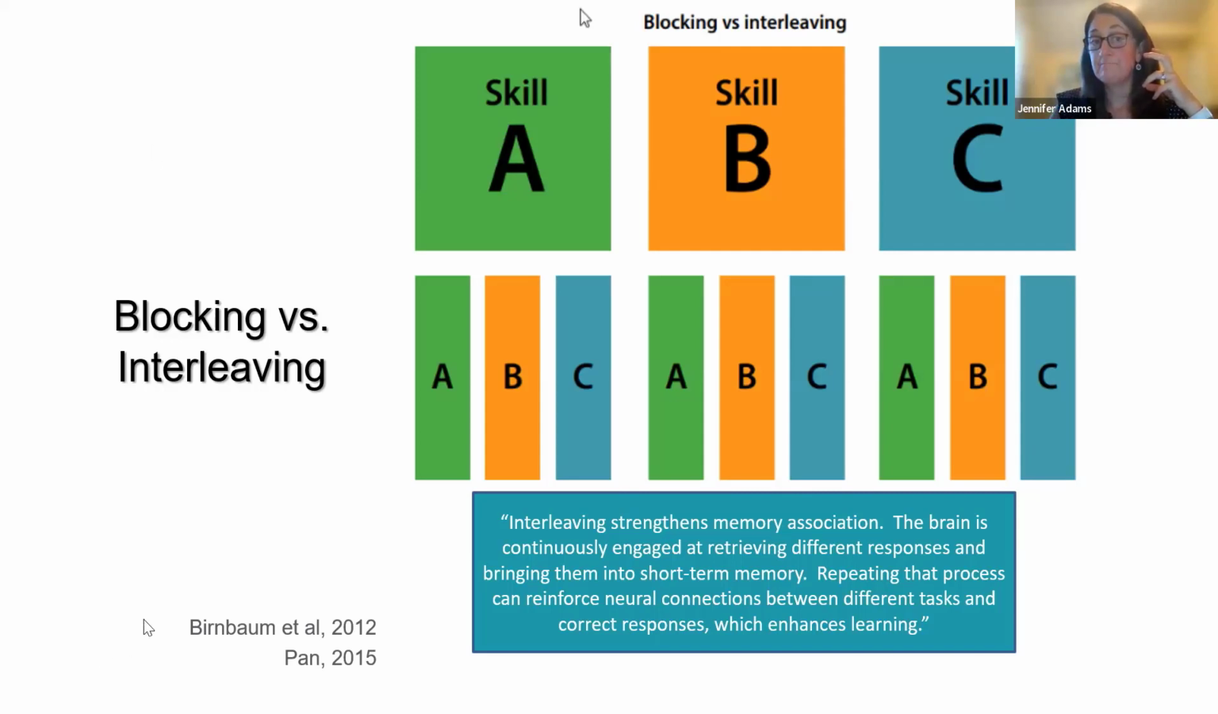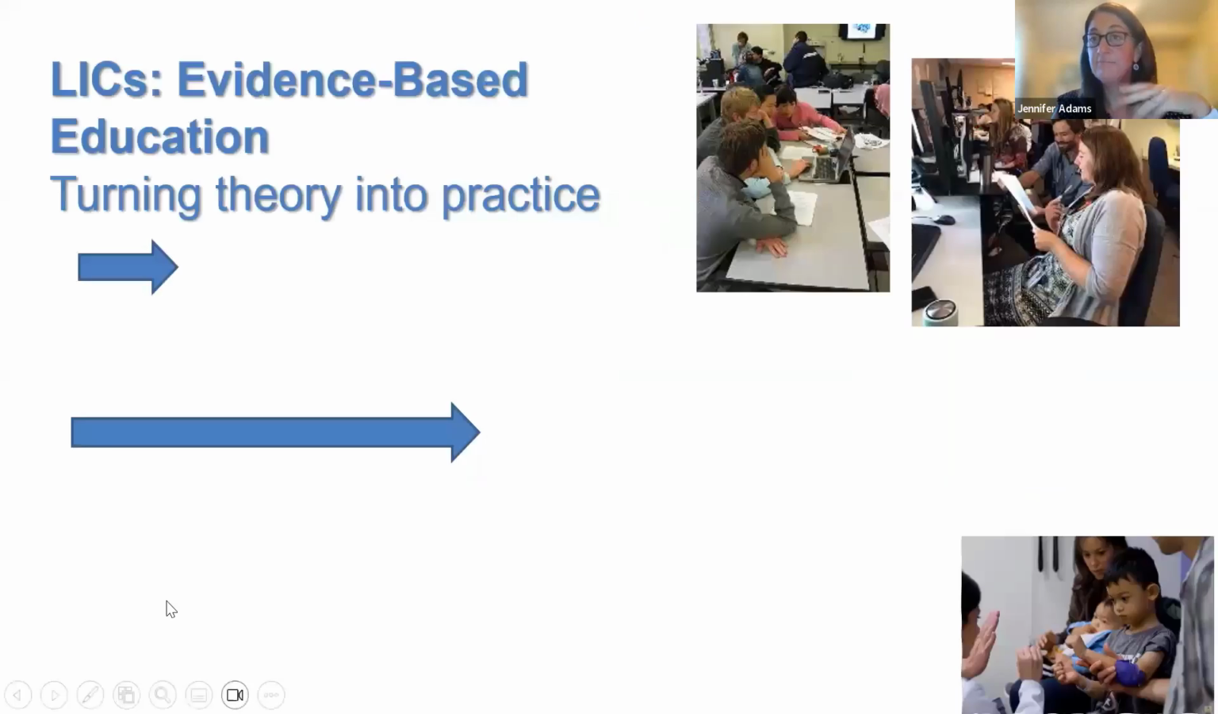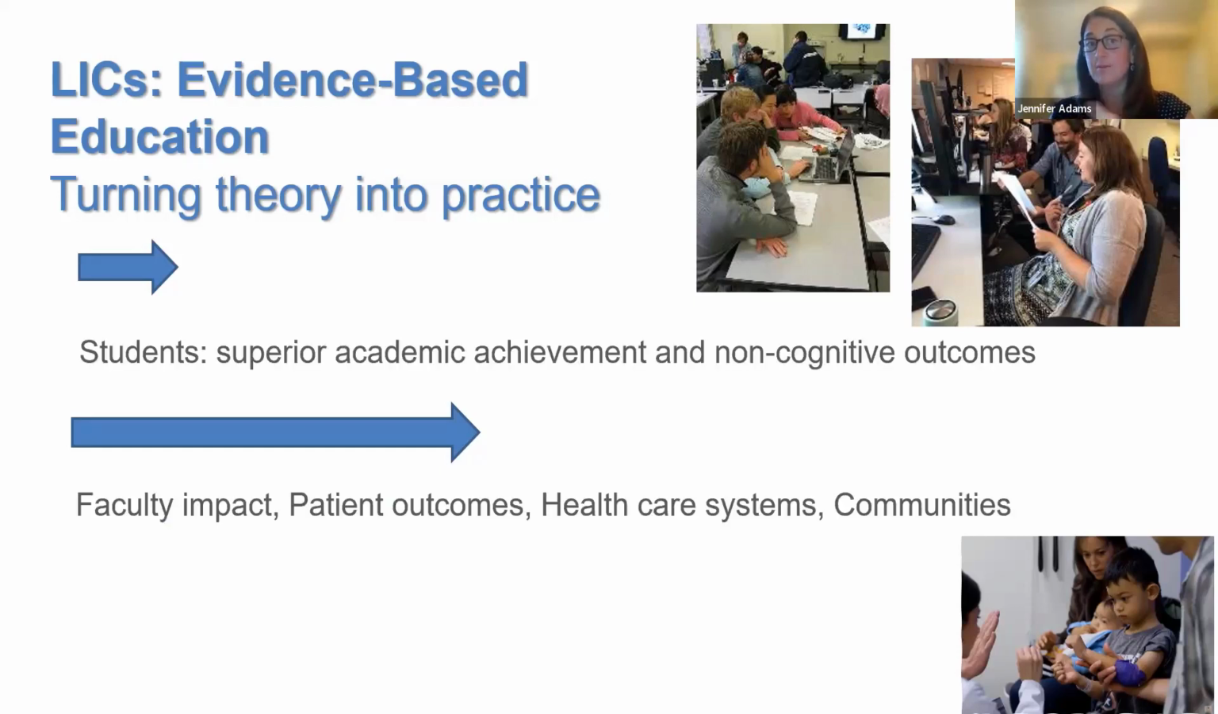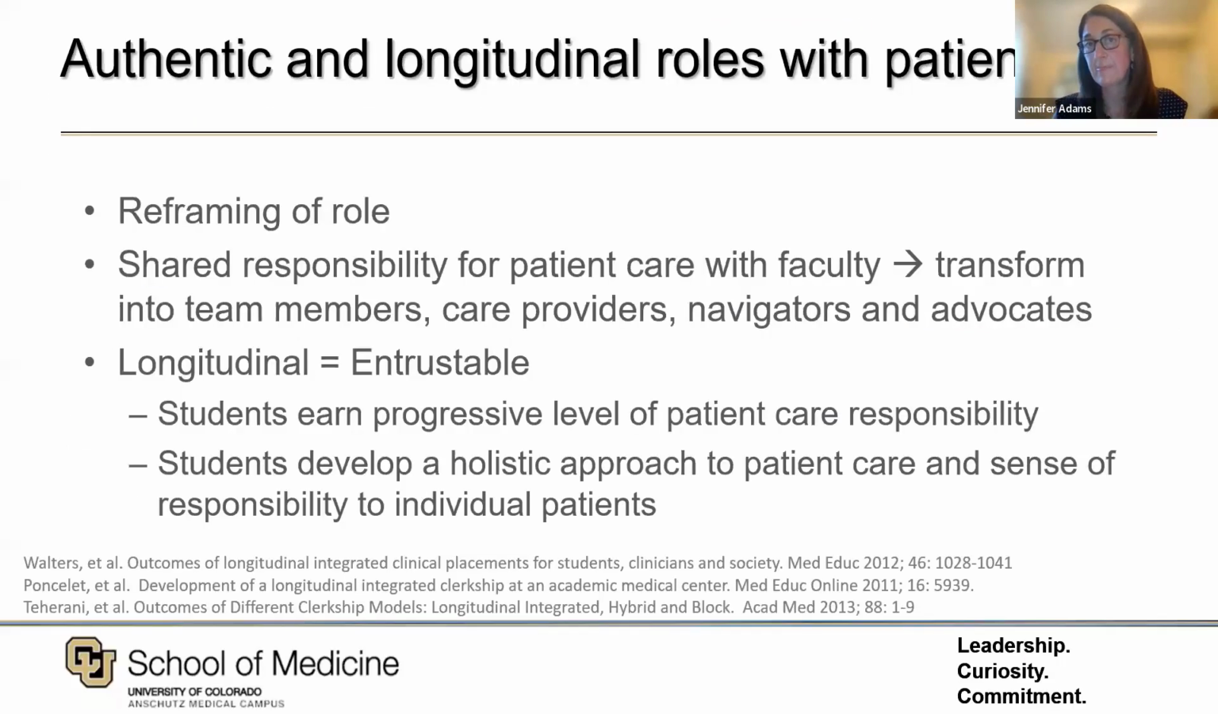So from here, let me explain how this has played out into actual practice. Enough about the theory and how this plays out in some psychology lab. Let's think about how this actually plays out with our students. So I think about the important outcomes, both in terms of our students. There's a lot of data here about how this plays out in terms of their academic achievement and some of their non-cognitive outcomes. But I also like to think beyond that. What is important to our faculty? What's important to our patients, healthcare systems, and ultimately communities?